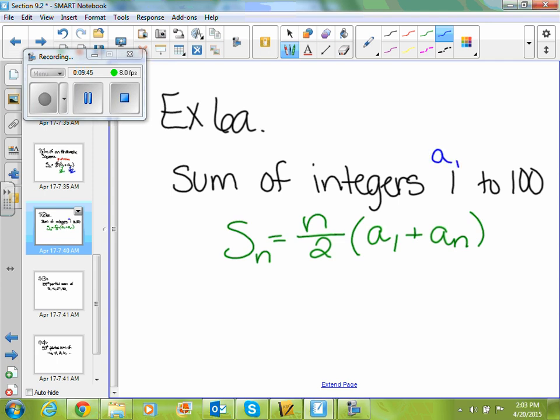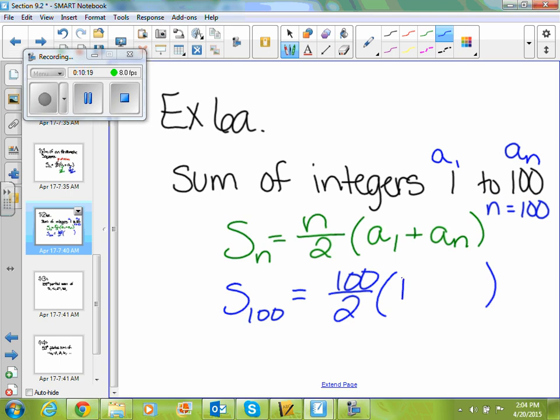Okay, well I know I'm starting at 1, so my first term is 1. And I'm ending at 100, so my a sub n is 100. And then to find your number of terms, how many numbers are in between 1 and 100? 100, so n is equal to 100, because that's the number of terms you have. So if I plug all that in, the sum of this sequence up to 100 is equal to 100 divided by 2 times 1 plus 100.